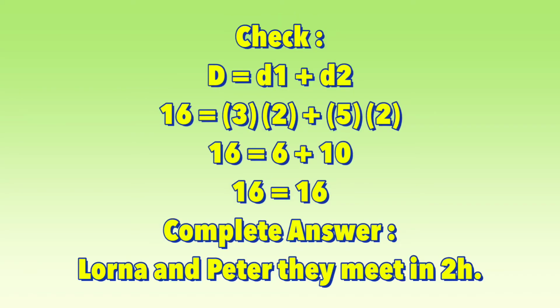So we are going to check: D equals D sub 1 plus D sub 2. D is 16 equals 3 times 2 plus 5 times 2. 3 times 2 equals 6. 5 times 2 is 10. So 16 equals 6 plus 10, and so it becomes a true equation now. So therefore our answer is correct. Our complete answer: Lorna and Peter, they meet in 2 hours.